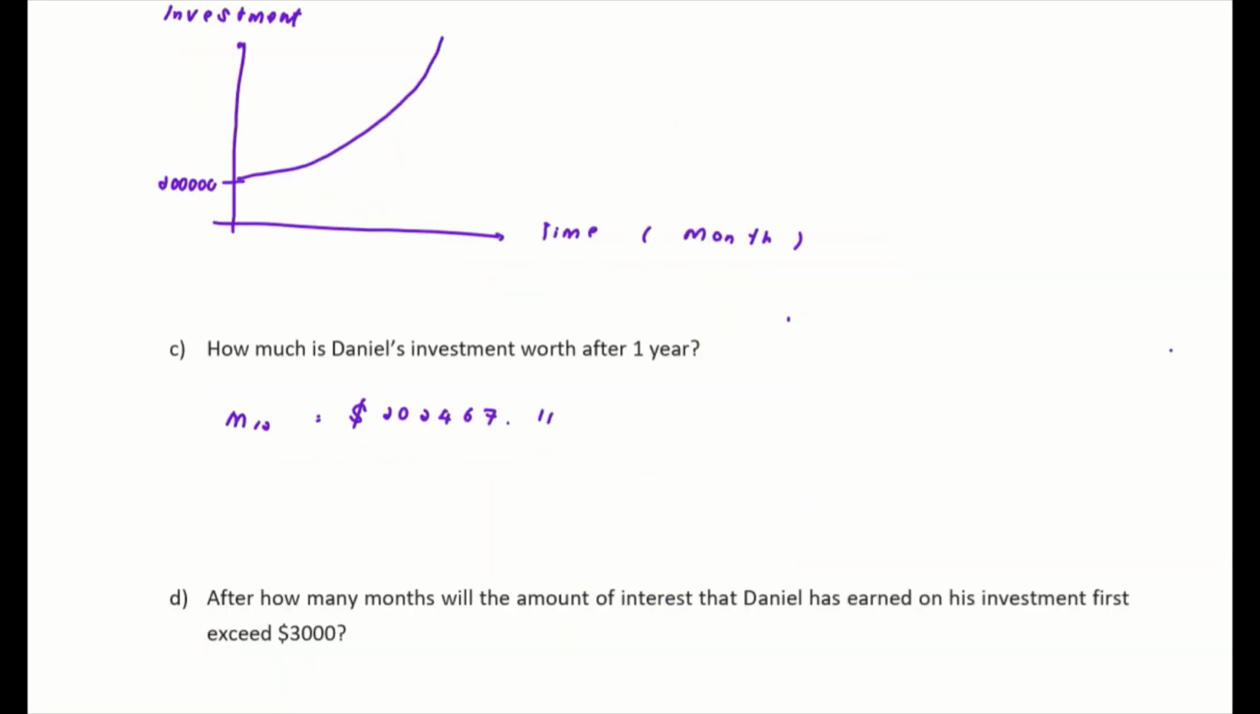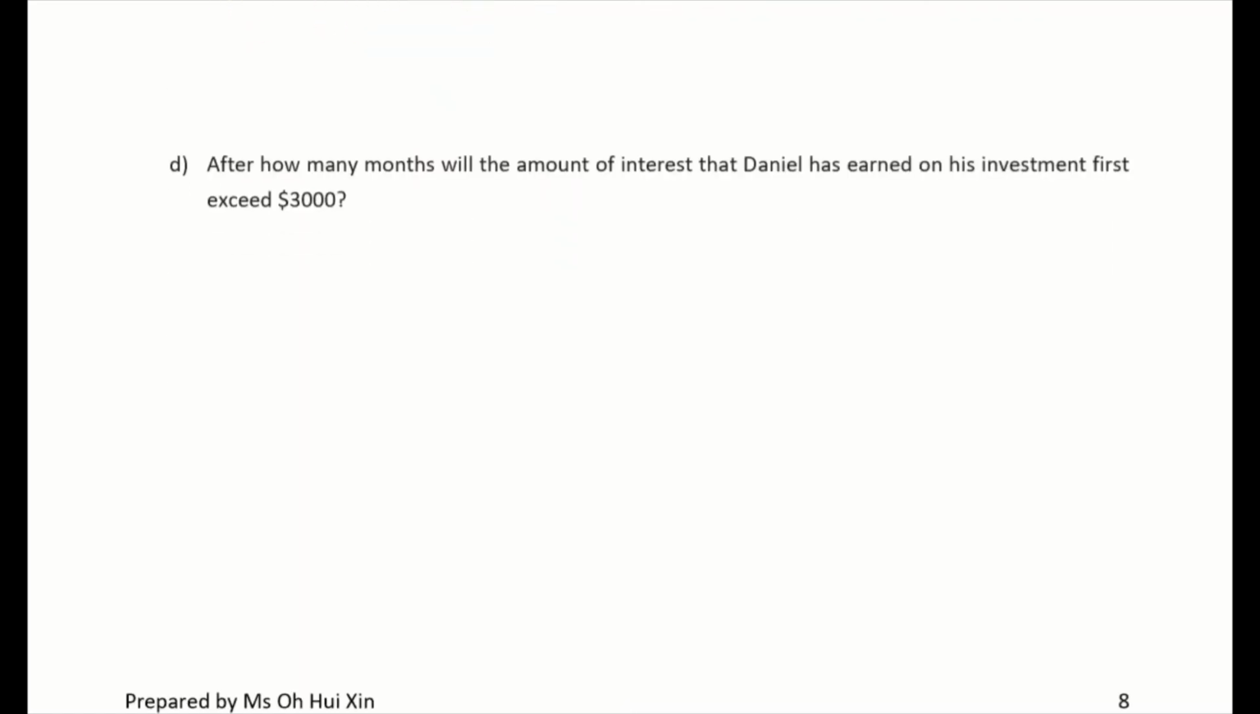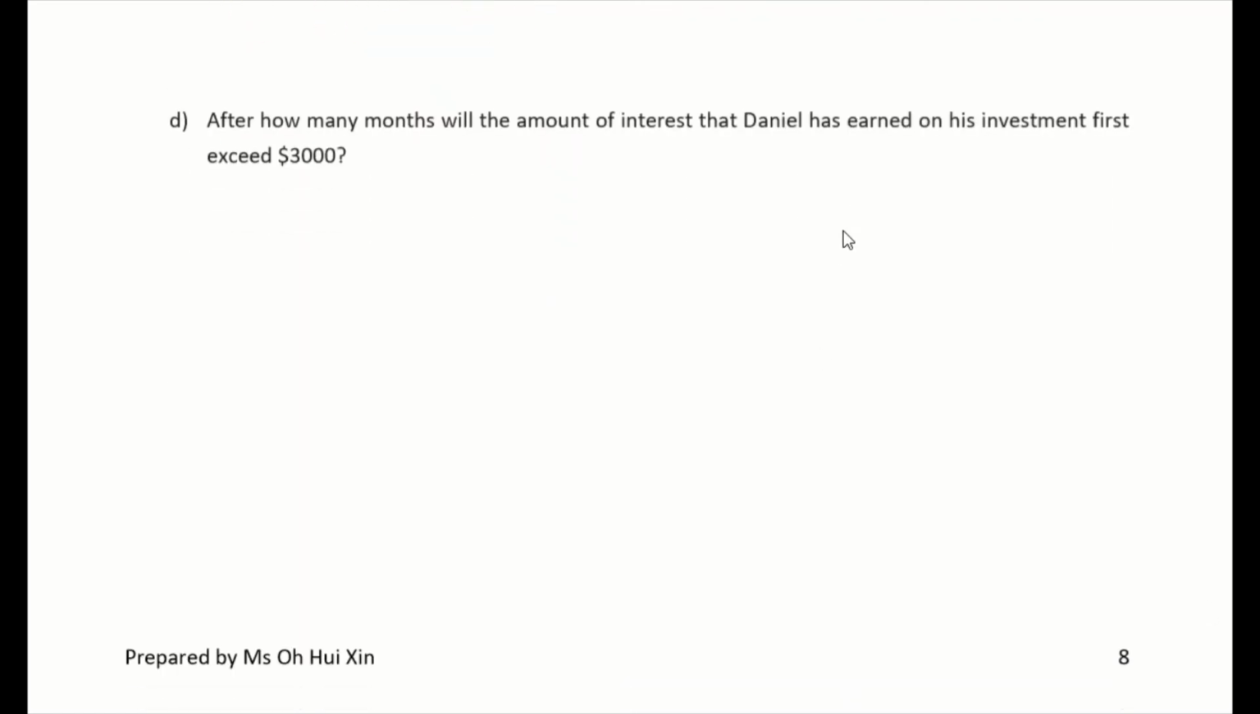Okay, let's look at the last question. After how many months will the amount of interest that Daniel has earned on his investment first exceed 3,000? This question is a bit tricky in a sense where you need to understand how this thing works. Don't worry about that because for your coming test, it wouldn't involve anything from financial mathematics. Even for financial mathematics, you are using the concept of growth and decay, but I don't want to confuse you because some of you might not be sure what the concept of investment, interest, withdrawal is.